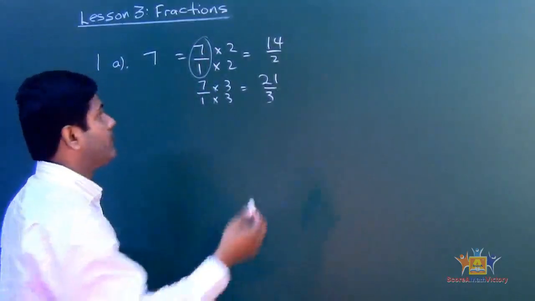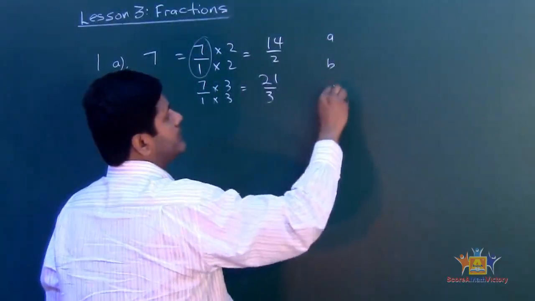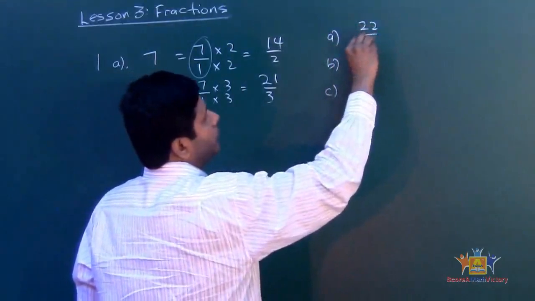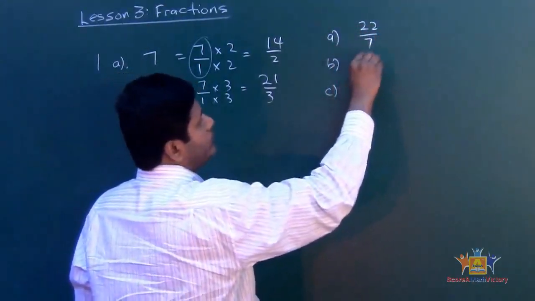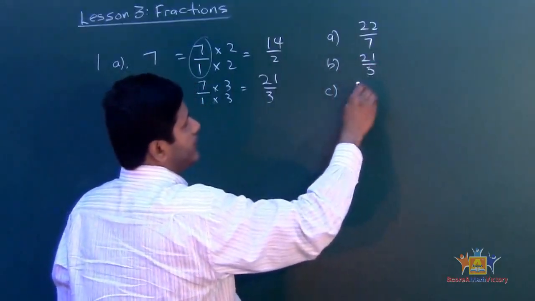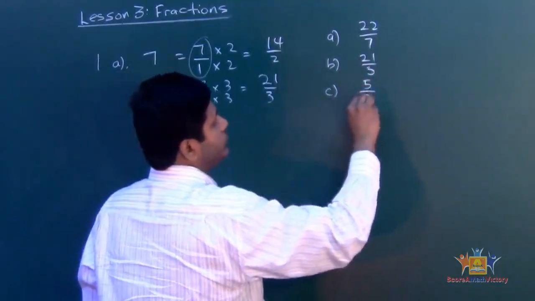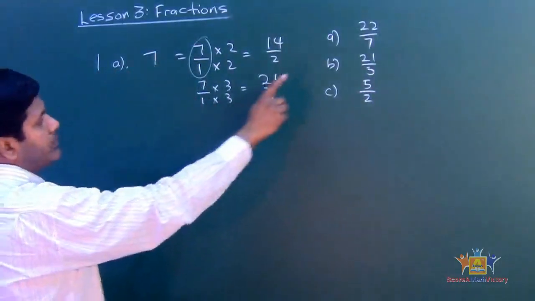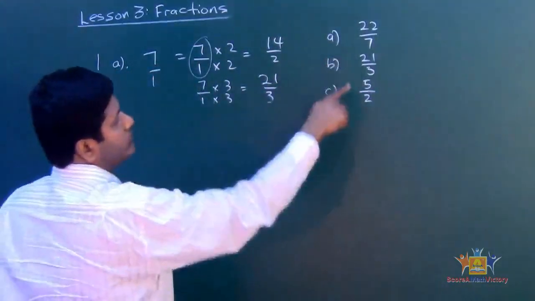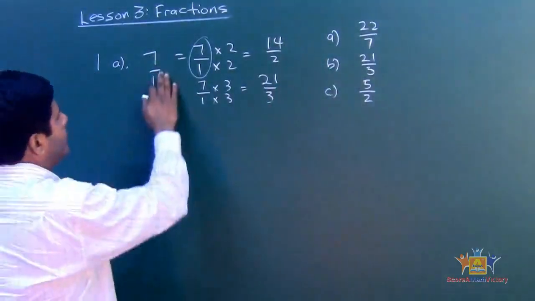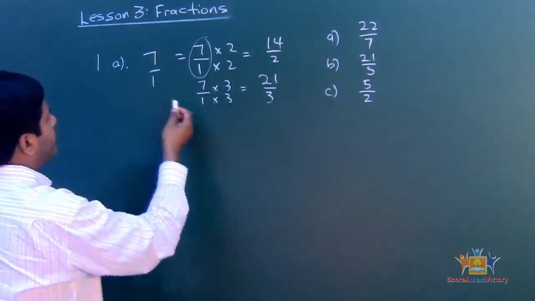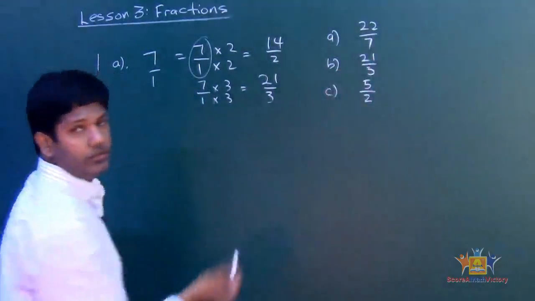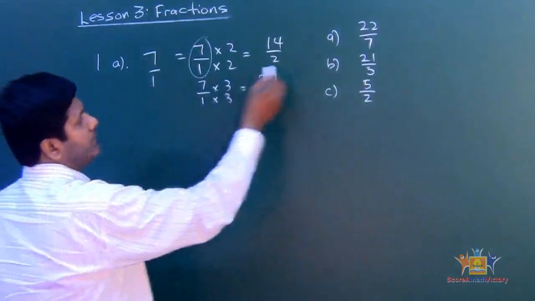Now let's say, for example, they were to give you a multiple choice, with A, B and C being, let's say, 22 over 7, 21 over 3, and 5 over 2. How do you do that? Well, look at that. 7 over 1, okay? And you want to see what multiplier will give you that one. So we want to see what to multiply by. Now look at the denominator 3. Use this denominator as a guide, okay? So 1 times 7 gives me 7.